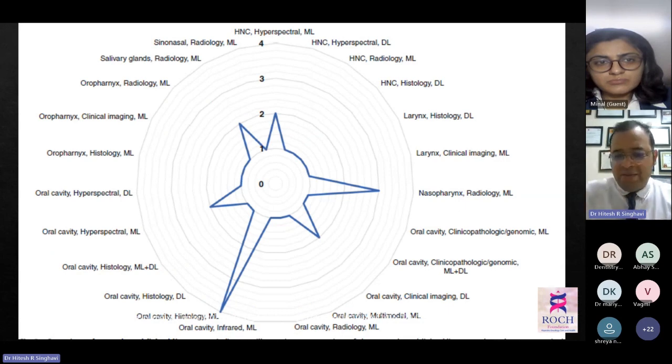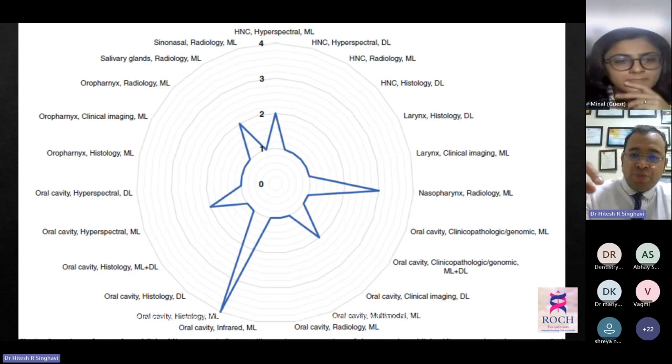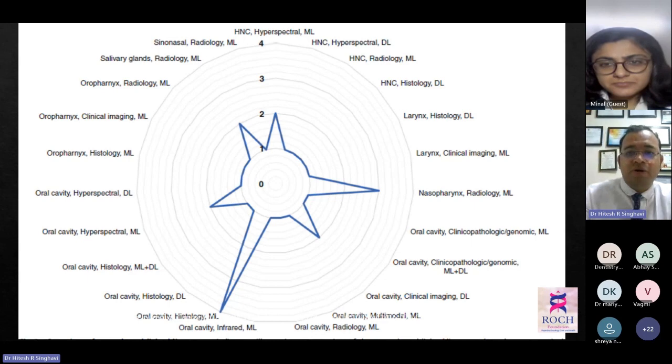This is a beautiful diagram from one of the papers in the Journal of Pathology. It was published in 2021. It shows the progress artificial intelligence has made in different sections of oral cancer, I would say head and neck cancers.